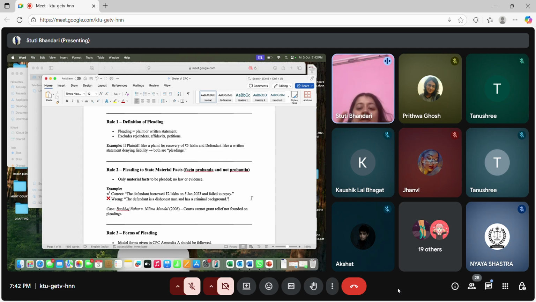For example, if my material fact is that the defendant had borrowed 5 lakh rupees from me on 20th January 2025. Facta probentia would be how he had borrowed, the checks that I have, the knowledge, if there is any email or any acknowledgement which has been done. So that is facta probentia.